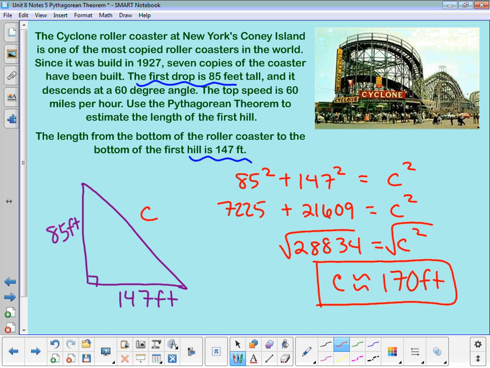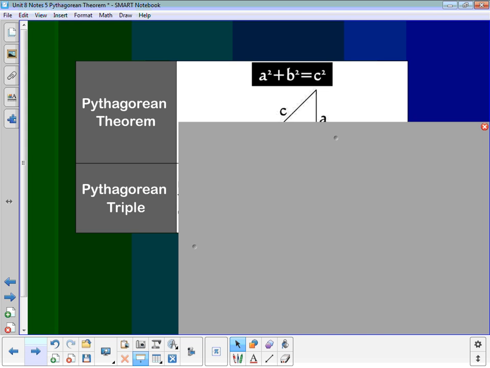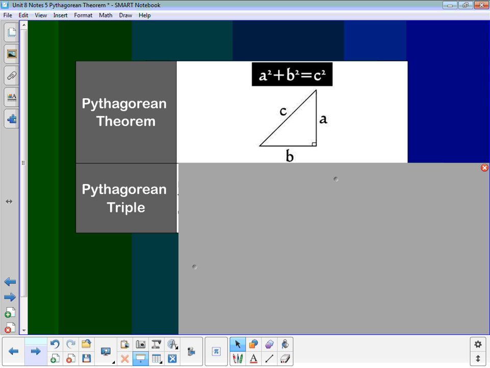Now let's just review the Pythagorean theorem for a second. For those of you that have forgotten, if I have a right triangle, meaning that somewhere in the triangle, one of the three sides makes a right angle, I can use the Pythagorean theorem, which tells me that the square of the first side plus the square of the second side is equal to the square of the third side.